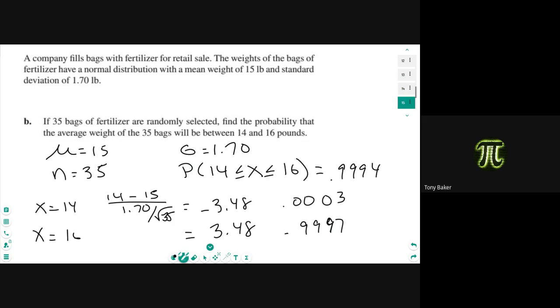So the chances of a pallet of 35 fertilizer bags having an average weight of less than 14 or greater than 16 would be 0.9994. So I could weigh the pallets of the 35 bags, which is a lot more efficient. And as long as they're between the 14 and the 16 pounds, it's good to go. So as long as that average is there, it's good to go.